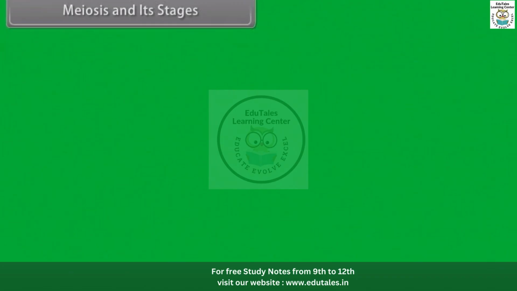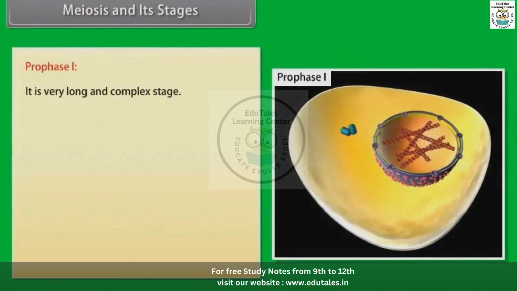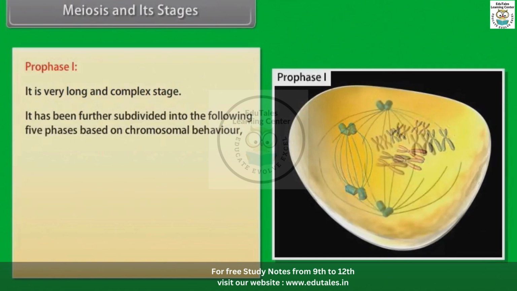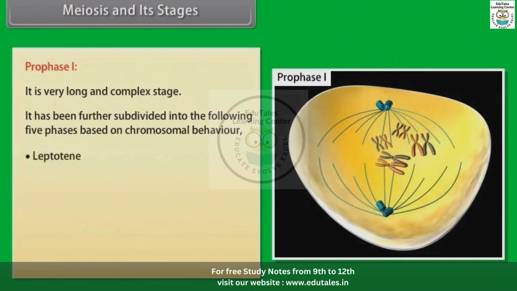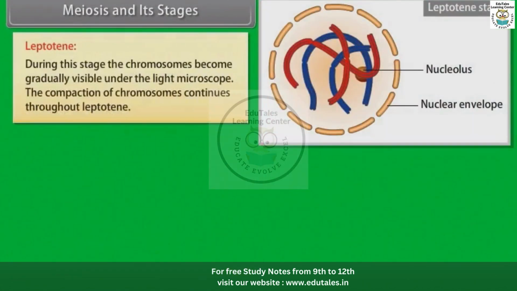The first stage of meiosis 1 is prophase 1. It is very long and more complex in comparison to the prophase stage of mitosis. It has been further subdivided into the following 5 phases based on chromosomal behavior, that is, leptotene, zygotene, pachytene, diplotene, and diakinesis. During leptotene stage, the chromosomes become gradually visible under the light microscope. The compaction of chromosomes continues throughout leptotene.